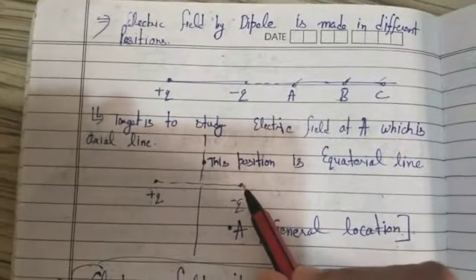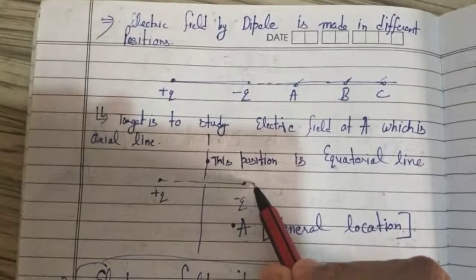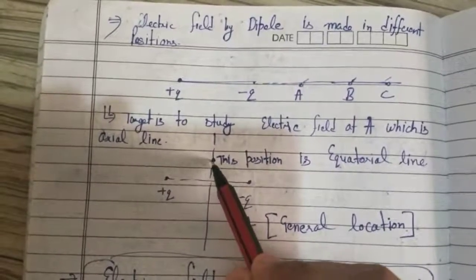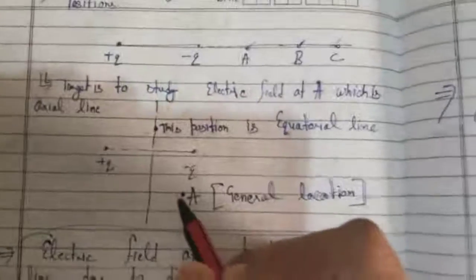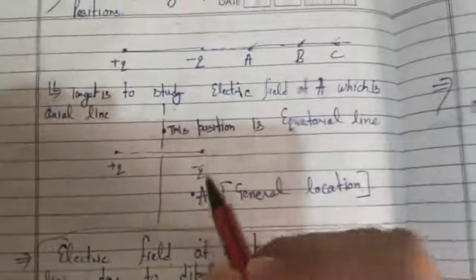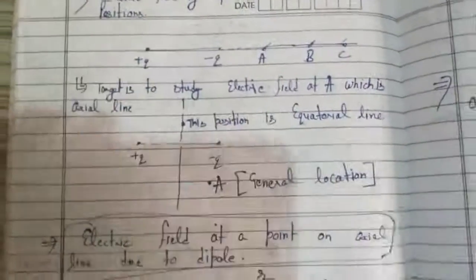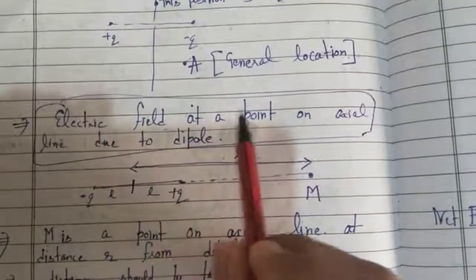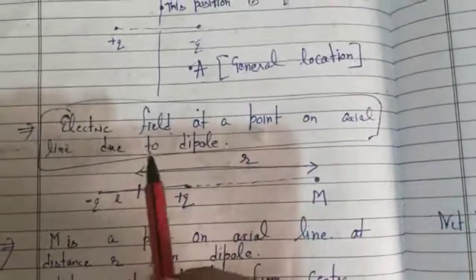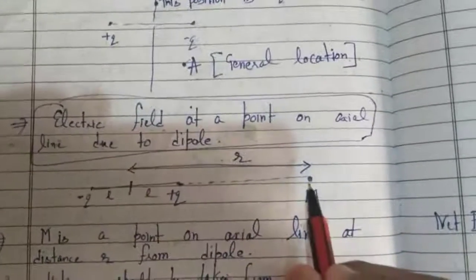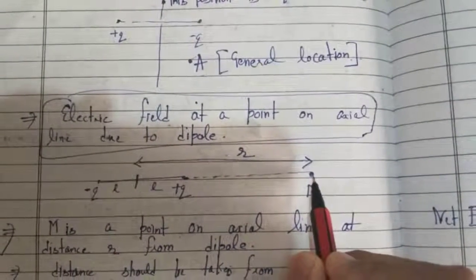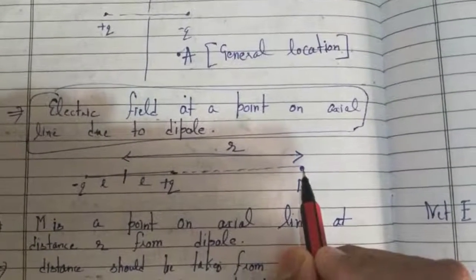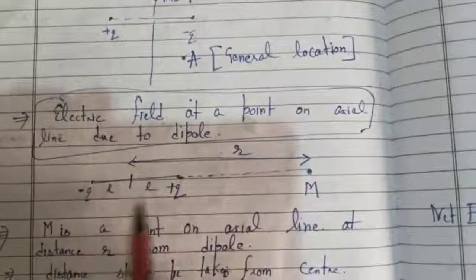We are going to find the electric field at the axial position. We are going to find the electric field due to the dipole at the equatorial position, and we are going to find the value of the electric field due to the dipole at the general position. So the first topic, according to our syllabus, is the electric field at a point on the axial line due to a dipole. That means we will place a test charge at a point on the axial line and calculate the electric field due to this dipole.